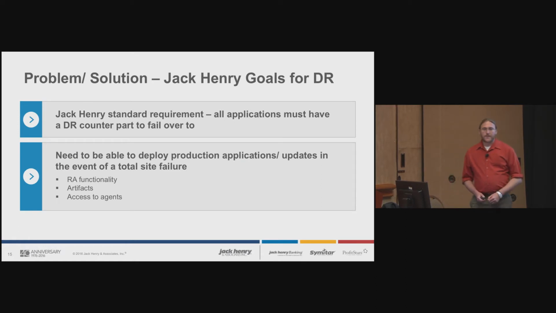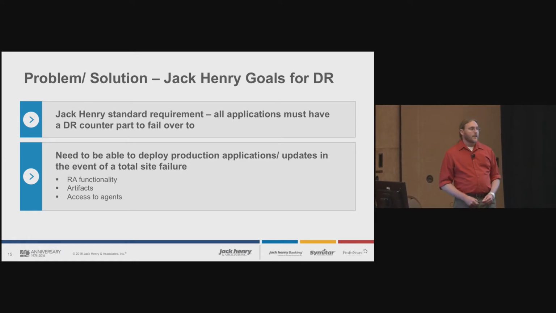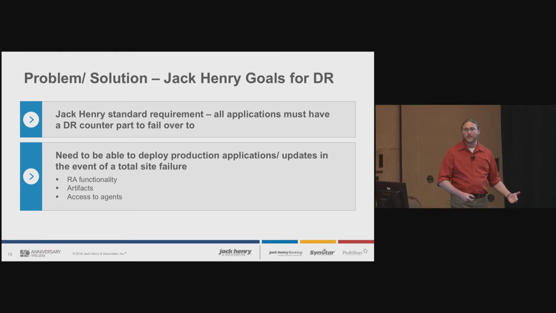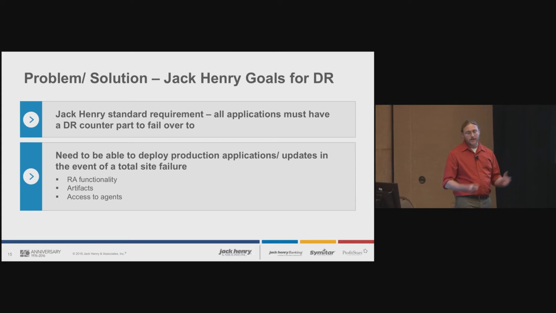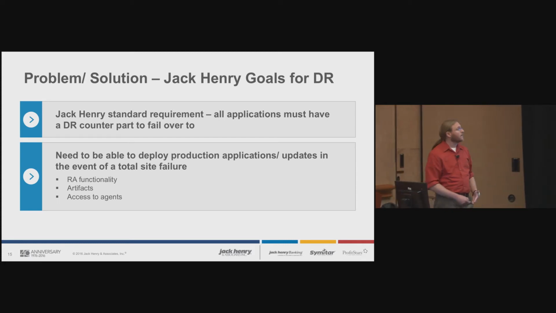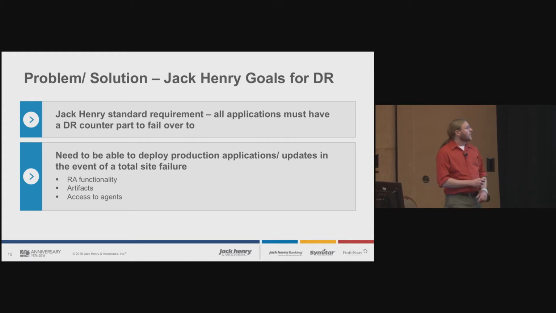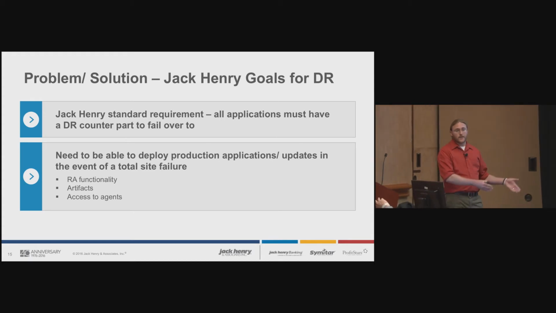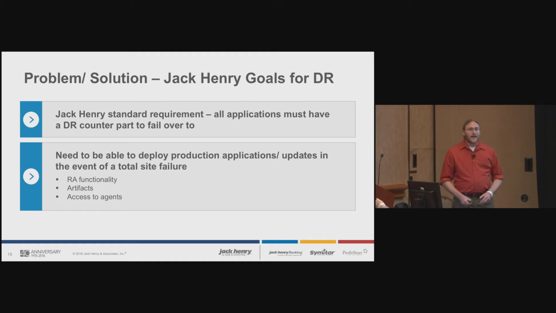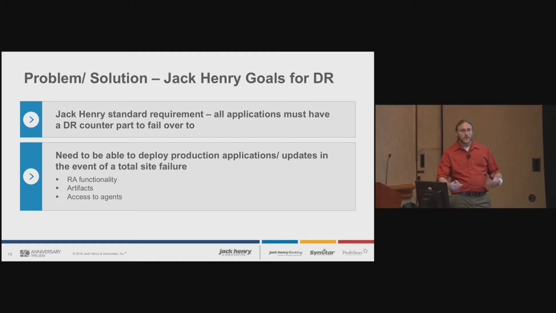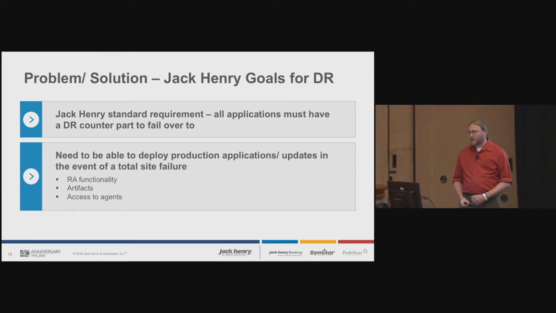We had some very specific goals going into it that we knew we needed to accomplish. As a standard requirement, Jack Henry requires that all applications have a disaster recovery counterpart to fail over to. So you have to have a primary site and a secondary site. In addition, we needed RA to function in the event of a total site failure. We needed to have access to the artifacts, and we needed to have access to the agents or the servers that we wanted to deploy those artifacts to.